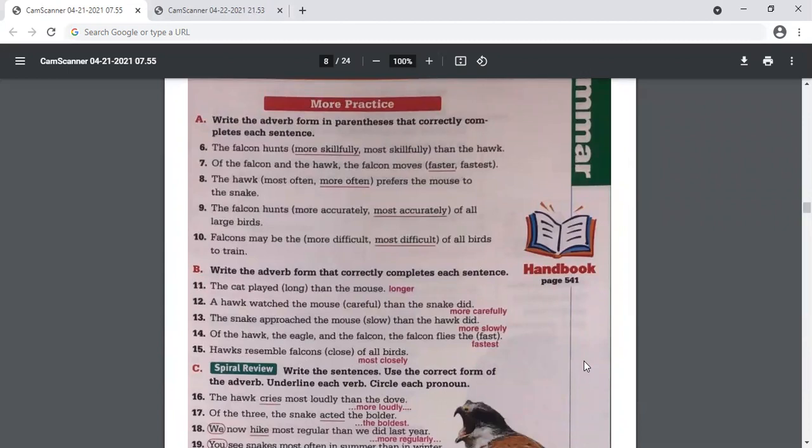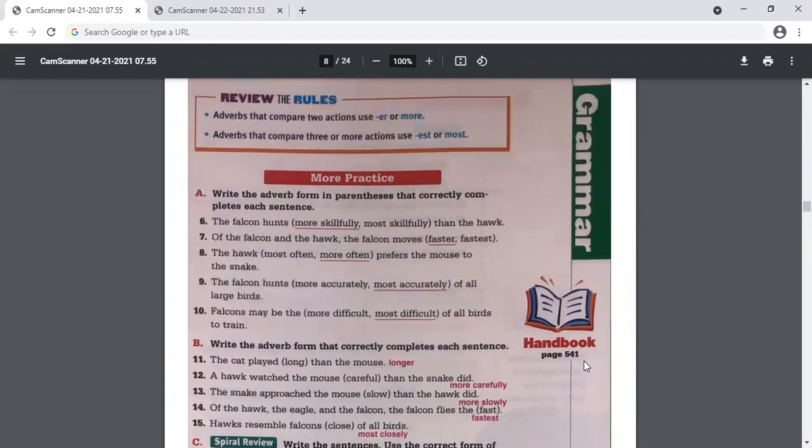Next, we're going to do the same thing. Choose the adverb form in parentheses that correctly completes each sentence. Number 6, the falcon hunts more skillfully than the hawk. Why more skillfully? Here we are comparing how the falcon hunts and how the hawk hunts. So two. Number 7, of the falcon and the hawk, the falcon moves faster or fastest. Again, here we are comparing the falcon and the hawk's movement, so we should use faster.